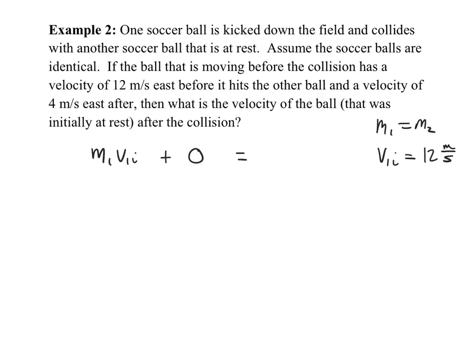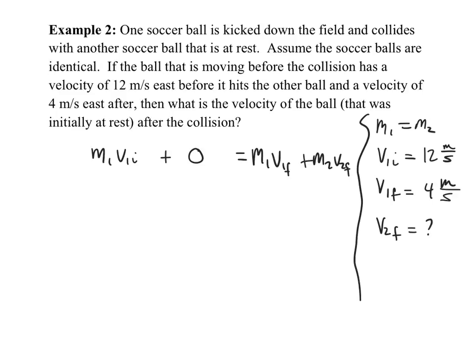East is positive or negative? Positive. West is negative. And it doesn't actually matter as long as you're consistent. If it's moving with that velocity before the collision and a velocity of 4 meters per second east after the collision, so the same object after the collision, then what's the velocity of the other ball that was initially at rest, right? The second object that was initially at rest, what's its velocity after the collision? What is V2F? And we have, again, M1 V1F plus M2 V2F.